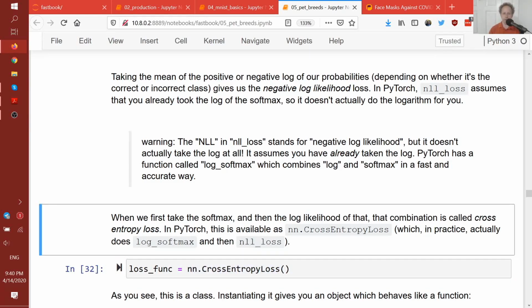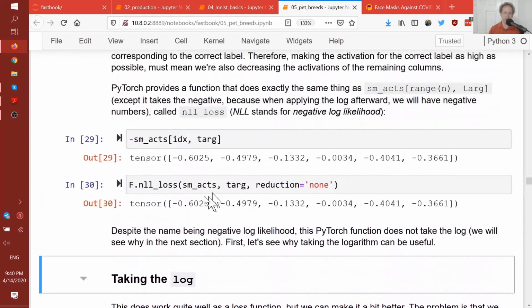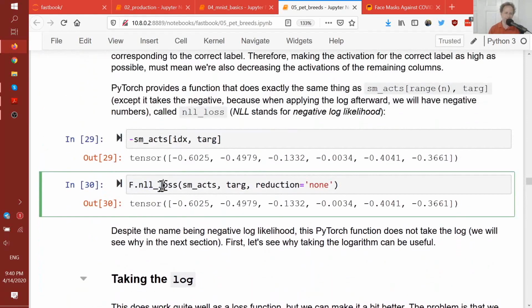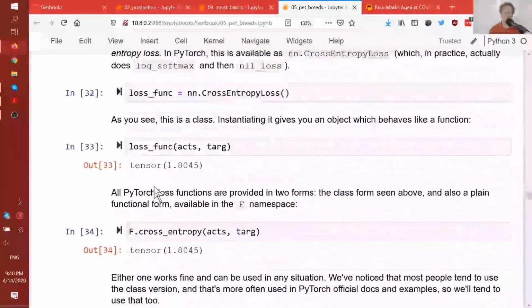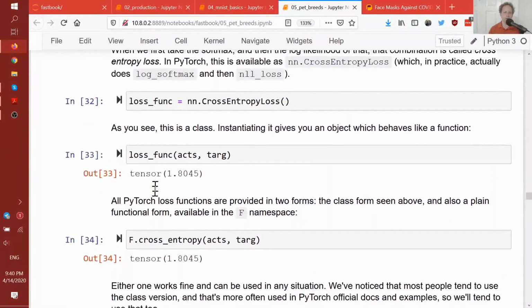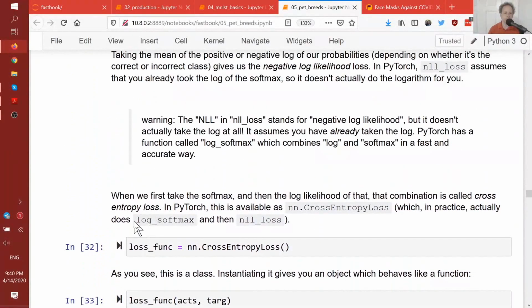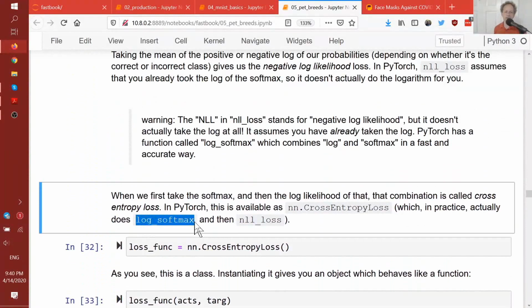So that leaves an obvious question of why doesn't NLL loss actually take the log? And the reason for that is that it's more convenient computationally to actually take the log back at the softmax step. So PyTorch has a function called log_softmax. And since it's actually easier to do the log at the softmax stage, it's just faster and more accurate, PyTorch assumes that you use log_softmax and then pass that to NLL loss. So NLL loss does not do the log.